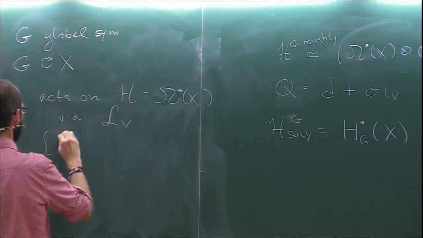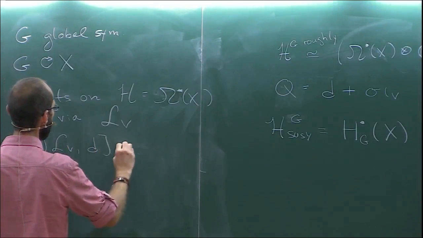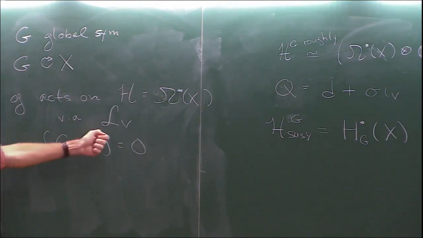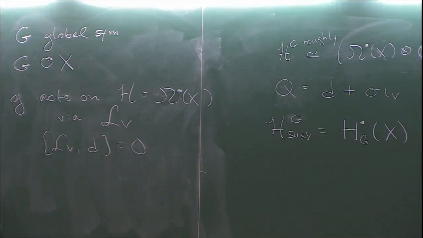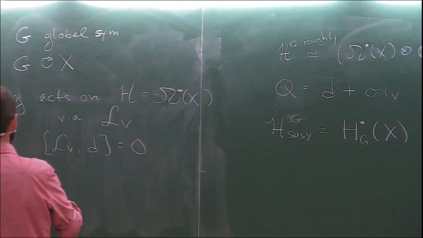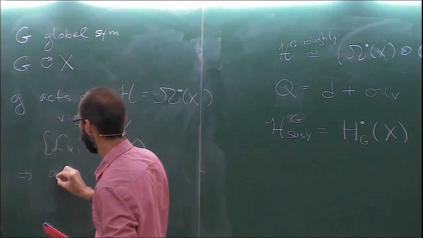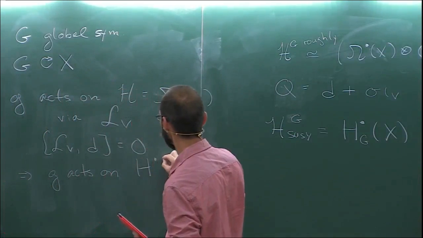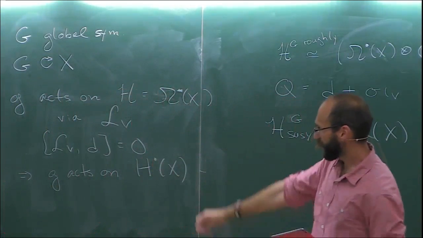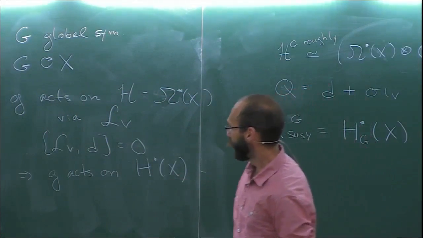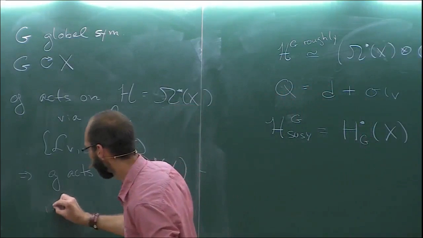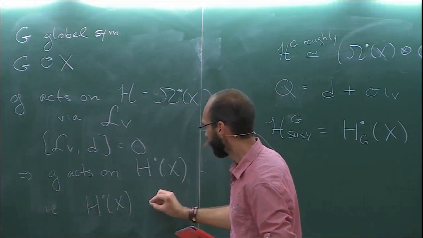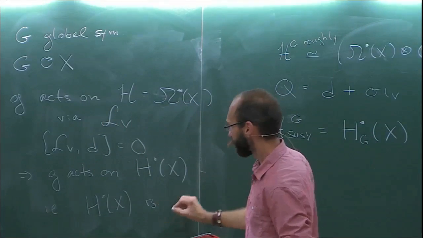And the Lie derivative commutes with the exterior derivative. Awesome. That means that the Lie algebra action should descend to cohomology. It should act on the supersymmetric Hilbert space. In other words, cohomology is a representation of G.